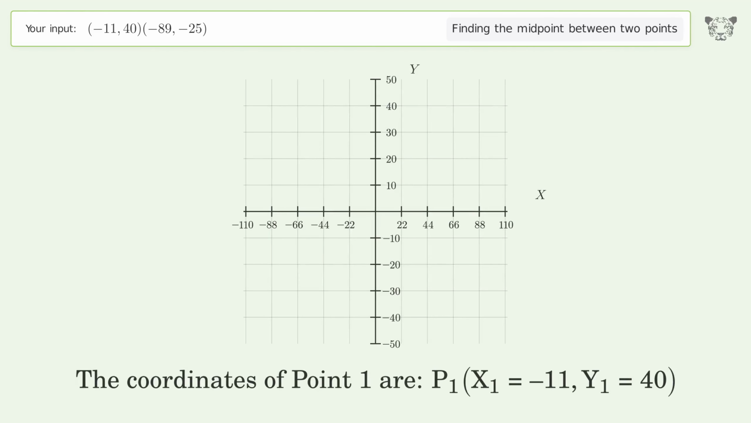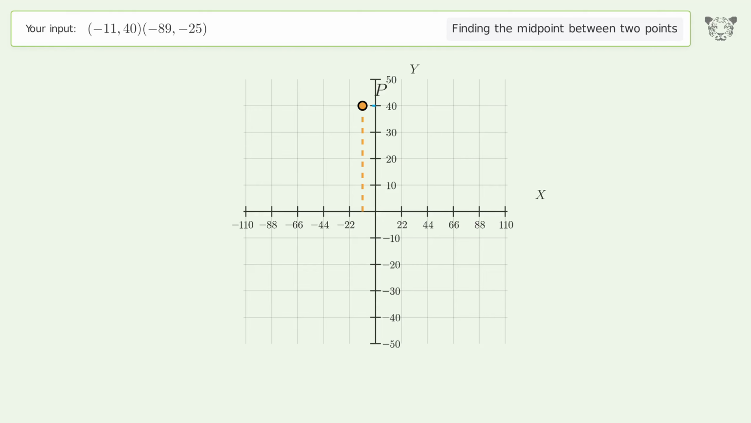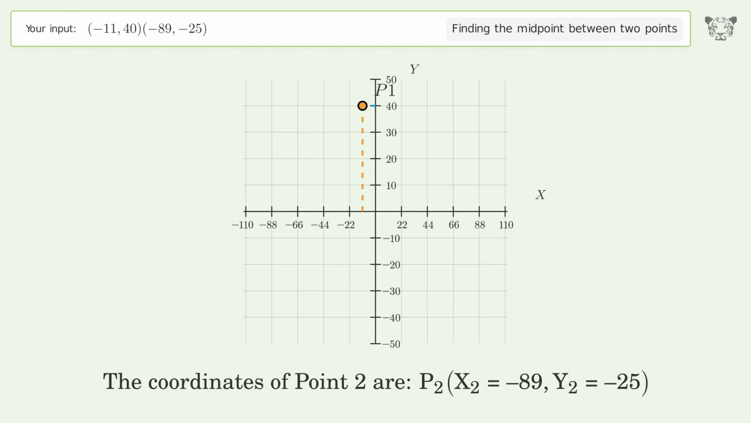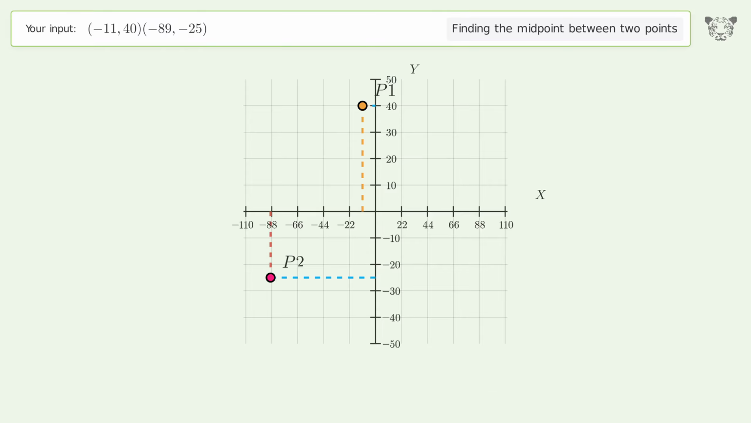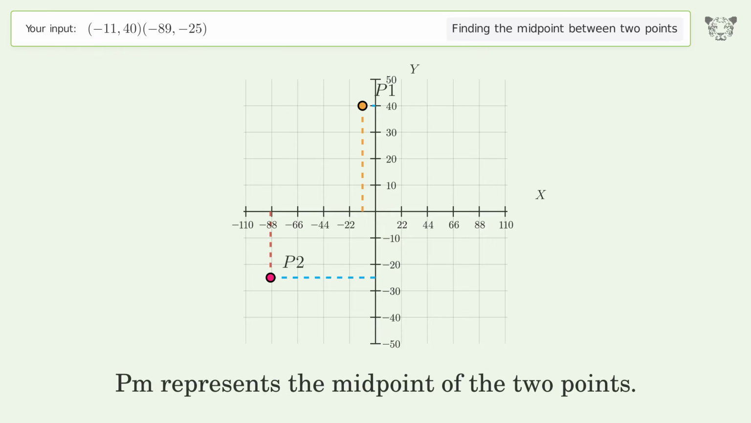The coordinates of point 1 are, x1 equals -11, y1 equals 40. The coordinates of point 2 are, x2 equals -89, y2 equals -25. PM represents the midpoint of the 2 points.